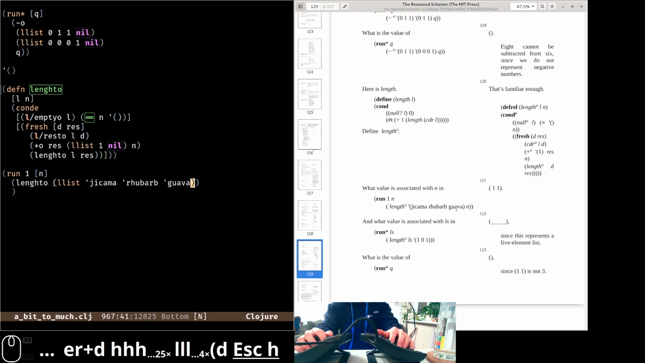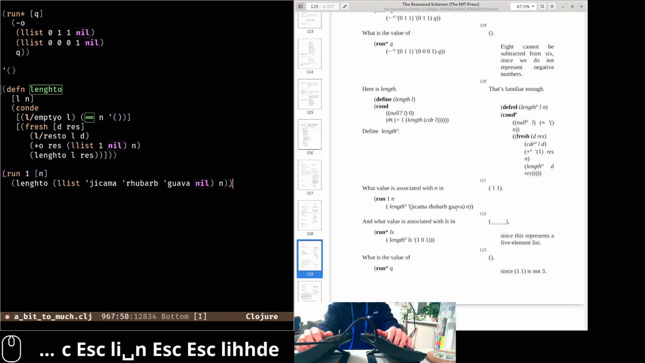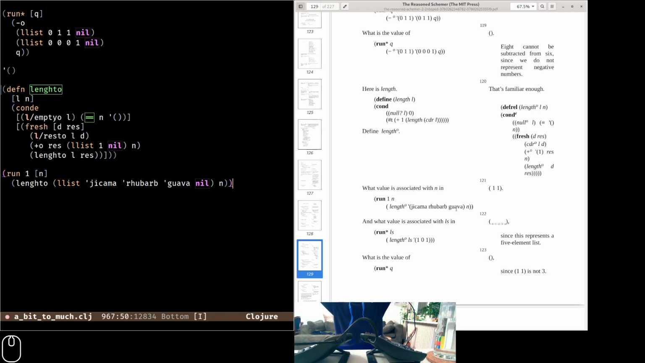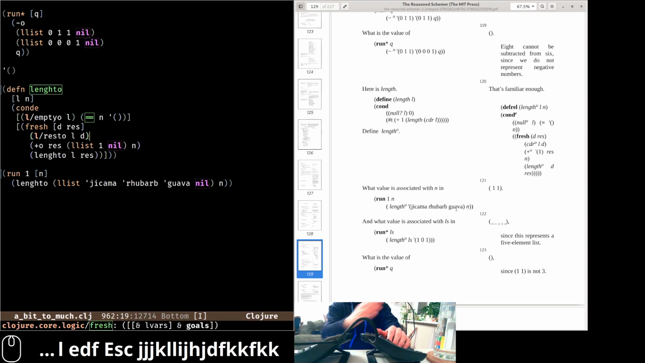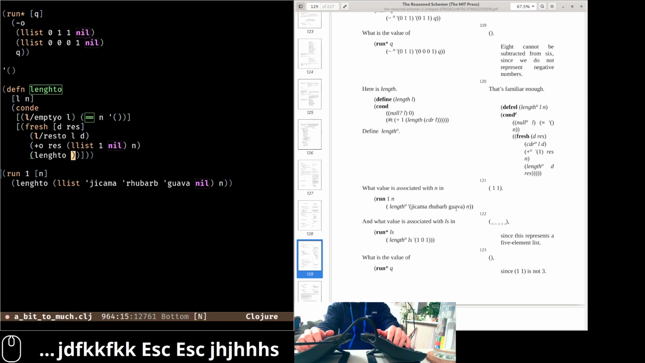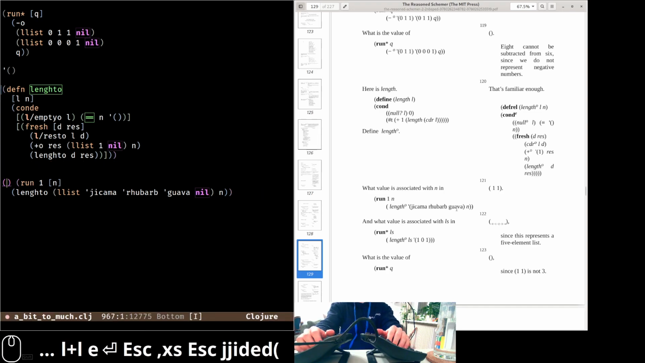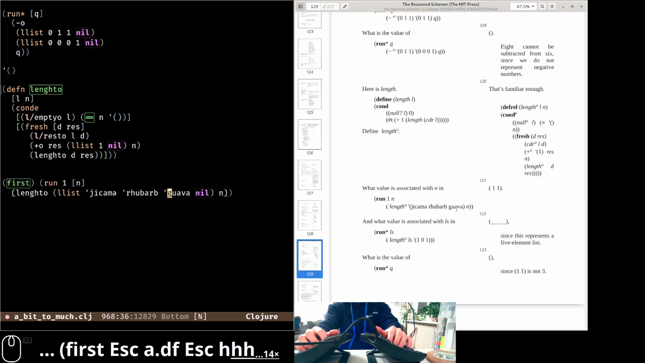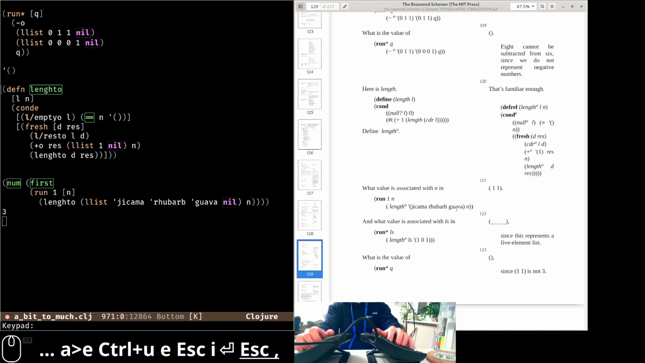Okay, so there are 3 things in this list right now. So what does run length for n say? Oh, it never ends. Oh wait, what is this? So yeah, this happens to me all the time. Okay. So you get a number out of that, a logic number out of that. That means 3.